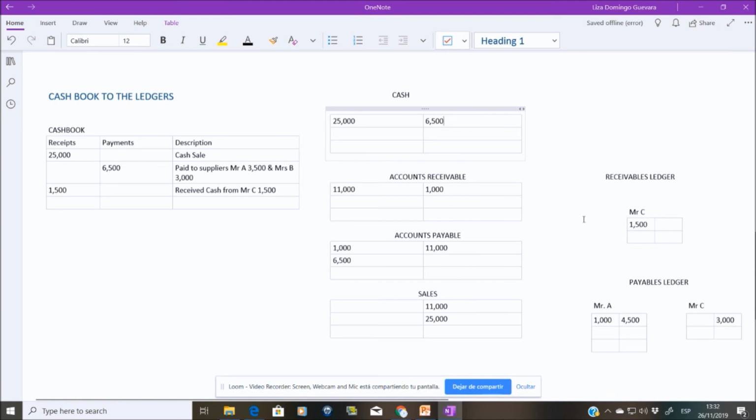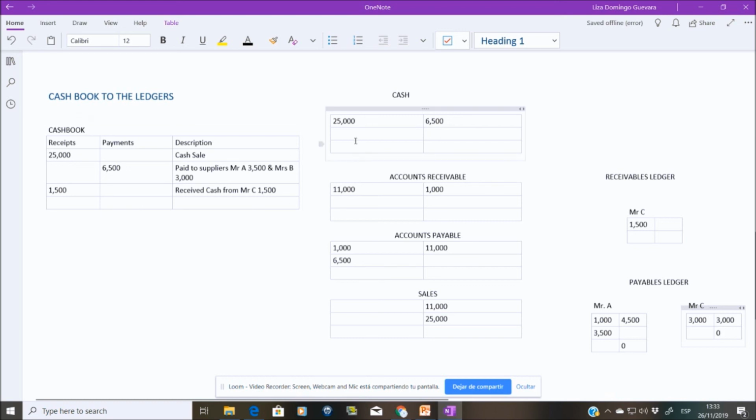We will also record the accounts to the individual ledger account of our suppliers. We'll remove 3,500 from Mr. A and 3,000 from Mrs. B. So as you can see, the amount of our payable ledger from Mr. A supplier is 0 and Mrs. B is 0 also.